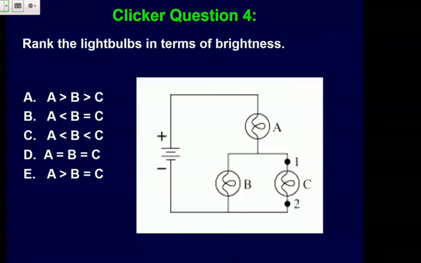So here's a classic style problem like this. Here are three light bulbs. I want you to rank the light bulbs in terms of brightness. So let's talk with your neighbors and see what you think about this.